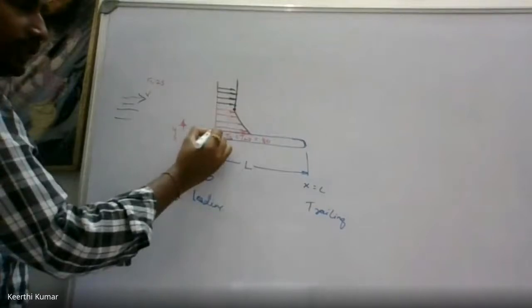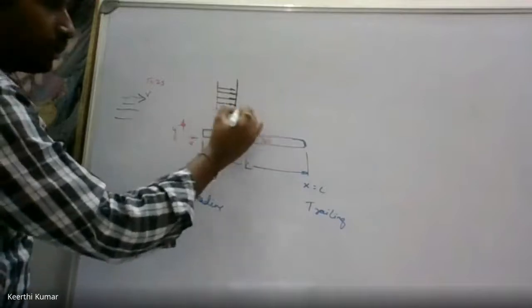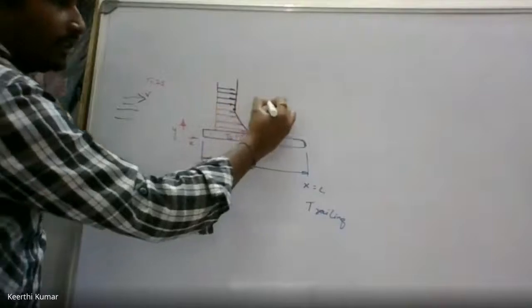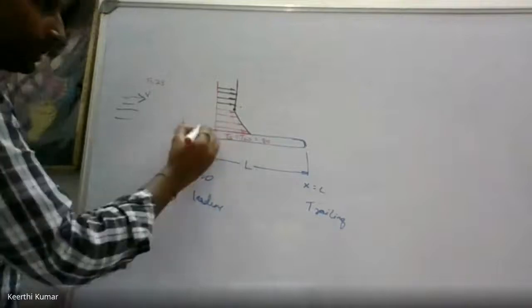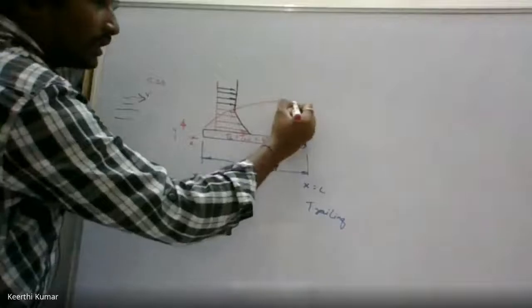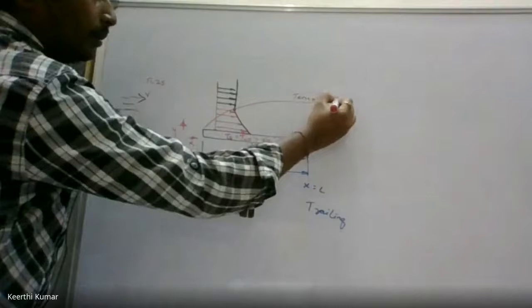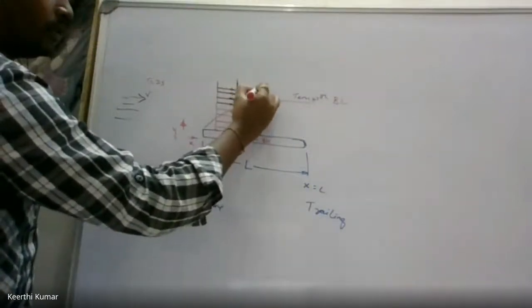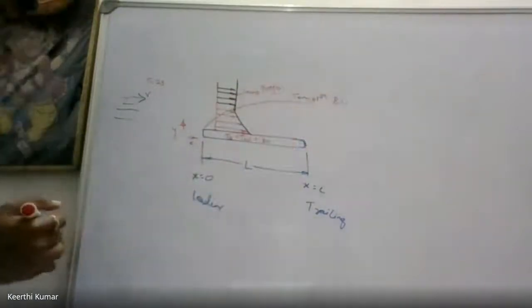So at a distance of x, we got this as a point. Again, if I increase the value of x and ask you to draw the profile, the point will increase like this. If I join all these points, I'll get a temperature boundary layer. This layer is called the temperature boundary layer, and this is called the temperature profile. Understood?